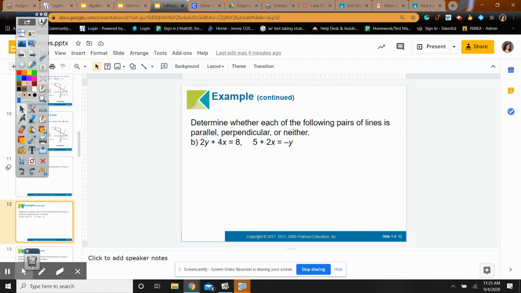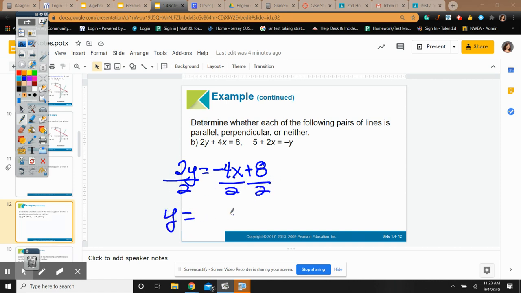Looking at this problem, how can we tell? We're going to have to get y by itself. So I'm going to subtract the 4x. 2y is -4x plus 8. I like to put the x first so that it looks like the lines I'm used to. Divide all the terms by 2. I get -2x plus 4. Oops, a little glitch. So the slope of this first equation is -2.